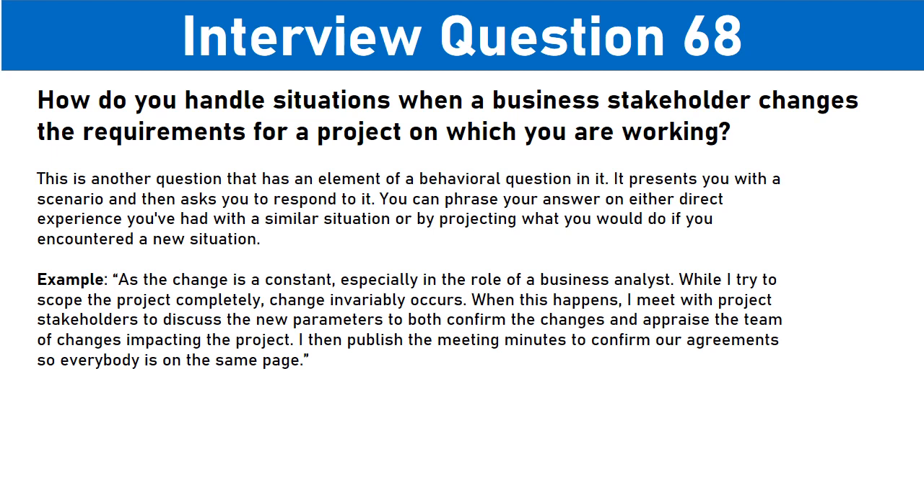Example: as the change is a constant, especially in the role of a business analyst, while I try to scope the project completely, change invariably occurs. When this happens, I meet with project stakeholders to discuss the new parameters to both confirm the changes and apprise the team of changes impacting the project. I then publish the meeting minutes to confirm our agreements so everybody is on the same page.